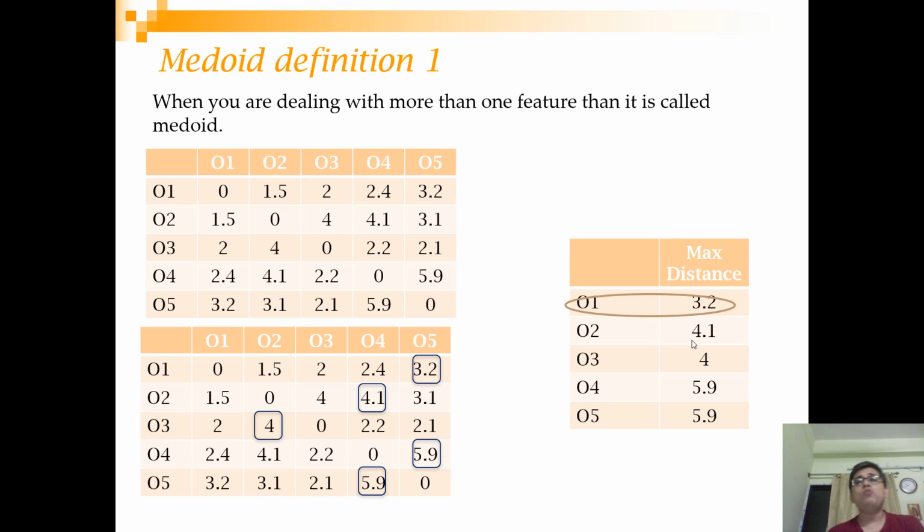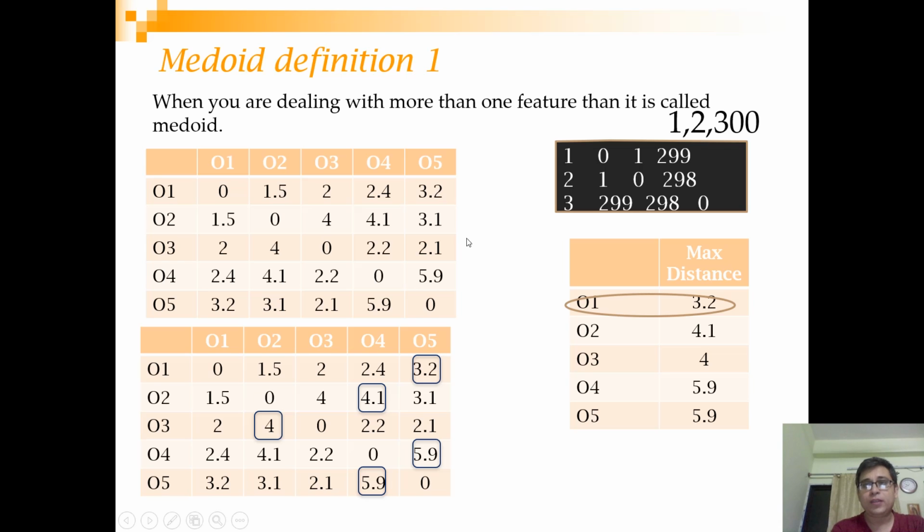Now, you might be a little apprehensive about whether this should work. So let us take this simple example that we saw for one feature. We have these three values 1, 2 and 300. Let's try to construct this dissimilarity matrix. For 1 it is going to be 0, 1 and 299. For 2 it is going to be 1, 0, 298 and for 3 it is going to be 299, 298 and 0. So here the maximum value is 299, here the maximum value is 298 and here the maximum value is 299. So which one has the minimum? 2 has got the minimum. So you see that following the concept of medoid, you actually arrived at the median.